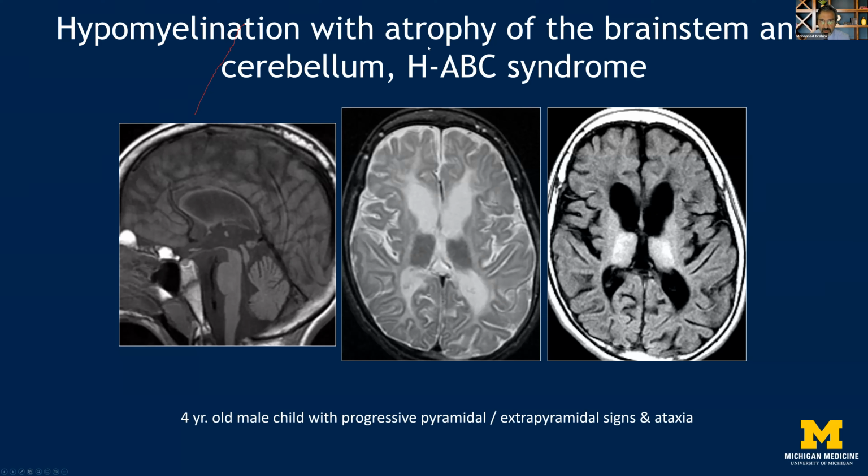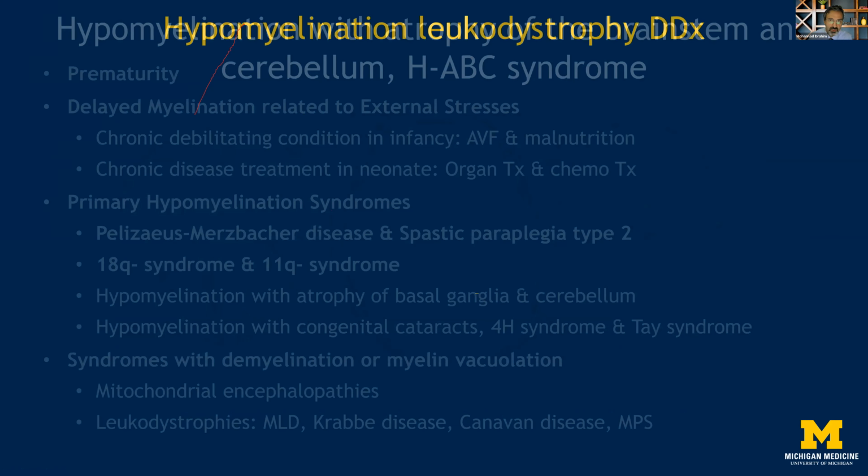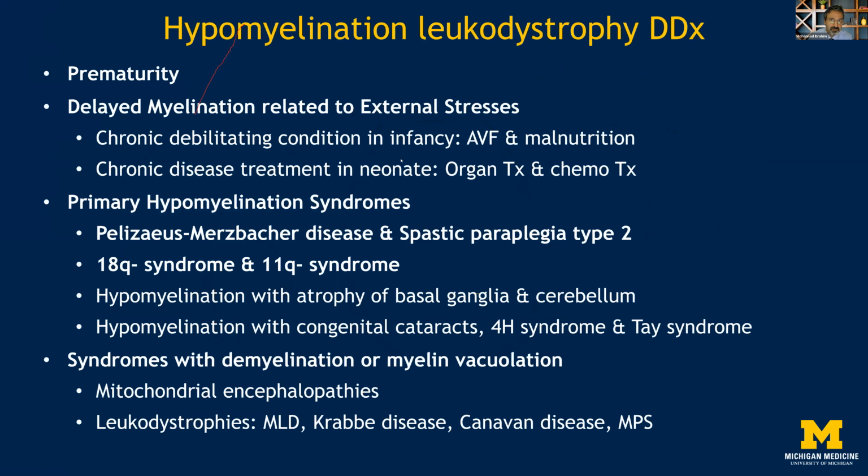And then the other part of this abnormality, there is marked atrophy of the basal ganglia, hence the name, hypomyelination with atrophy of the basal ganglia. And then there is atrophy of the cerebellum. So these patients present with this clinical triad of hypomyelination, and atrophy of the basal ganglia and cerebellum.